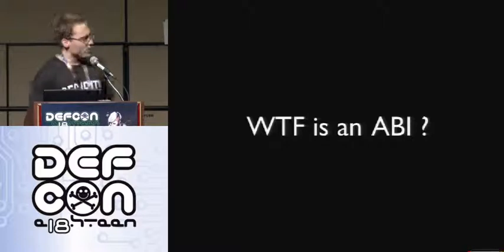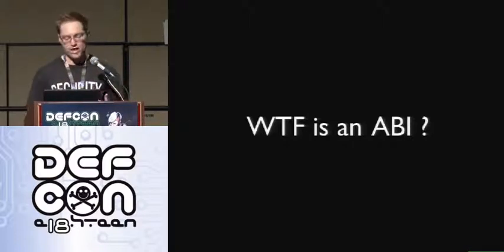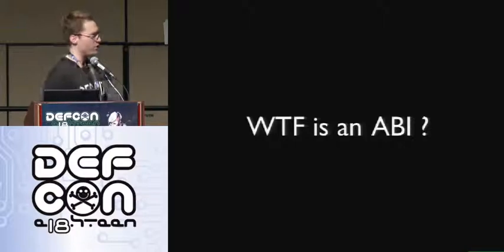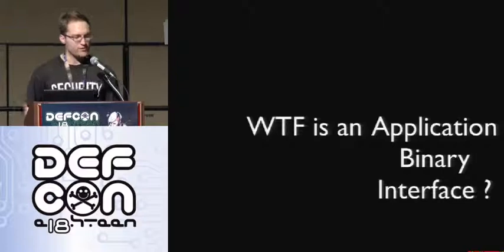So to actually do this, we need to know a few things, right? We need to know about the ABI for the system we're working on. The question that we need to start with, though, is what's an ABI? An ABI is an application binary interface. So what does an ABI actually tell us? It tells us a few things.